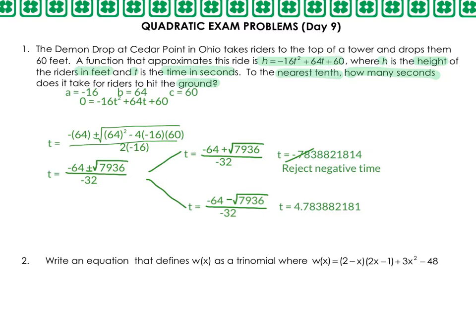But now I need to go back to my question and see what they told me to do with my answer. They said I needed to round to the nearest tenth. So if I look here, tenths place, so I look at the 7 and then at the number next to it, the 8 here tells me I need to round up. So this rounds to 4.8 seconds. So my answer is 4 and 8 tenths seconds. Okay, let's try another one.